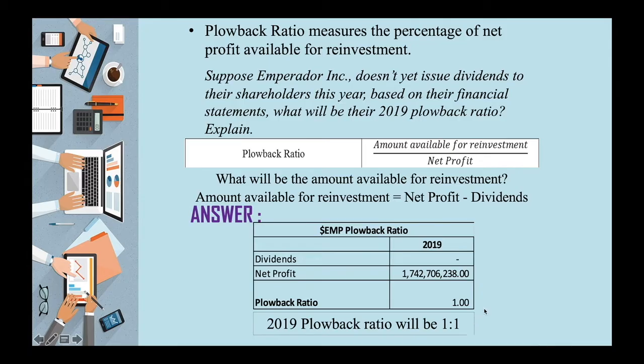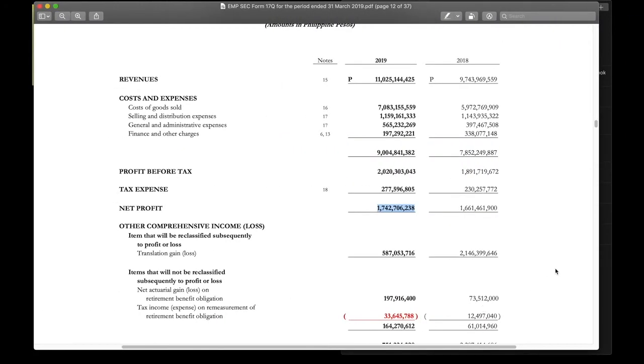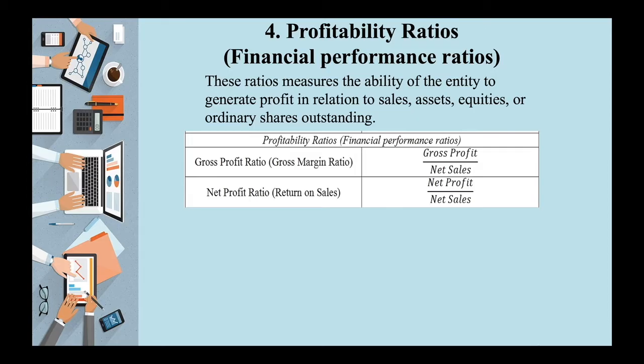Again, this is the measure in percentage of net profit available for reinvestment. It means that what they earned during this time, 1 billion, 742 million, etc., is all available for reinvestment in their future plans. 100%, nothing was deducted. This is what they will use to circulate again. That is the flowback ratio. Okay? So, next, I think we can now move to our profitability ratios.